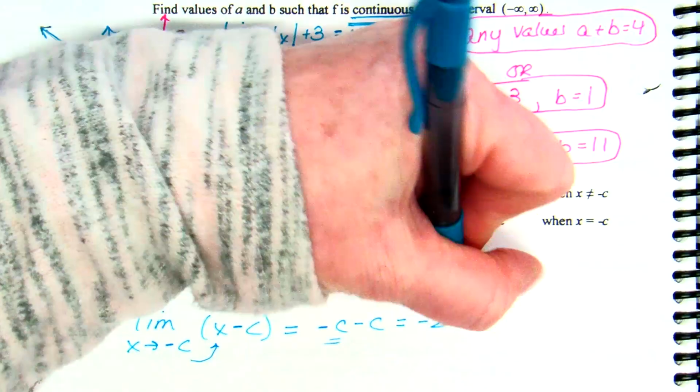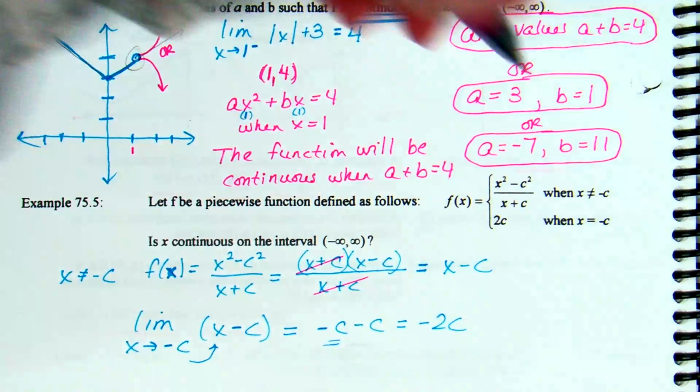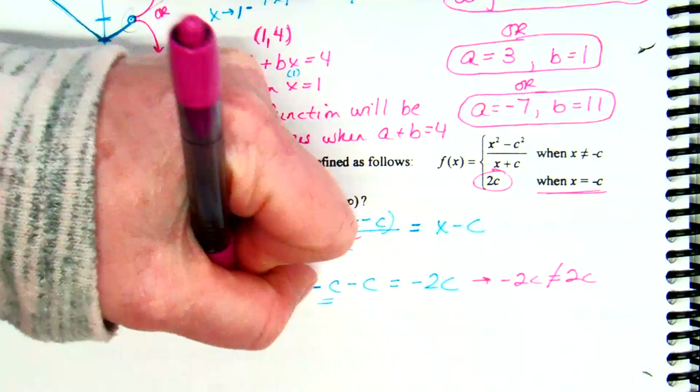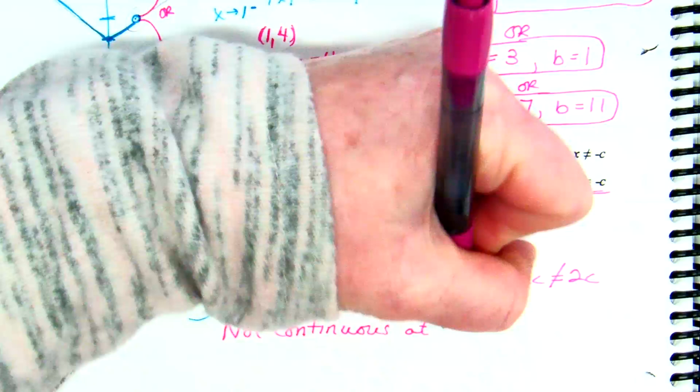What did we need that to equal? If this is going to be continuous, it has to be the same from the left and the right and at the point. What is this at x equals negative c? It's positive 2c. What did we just get? Negative 2c. Does positive 2c equal negative 2c? No. So, is this continuous on the interval negative infinity to infinity? No, because this is not continuous at negative c. So, not continuous at x equals negative c.